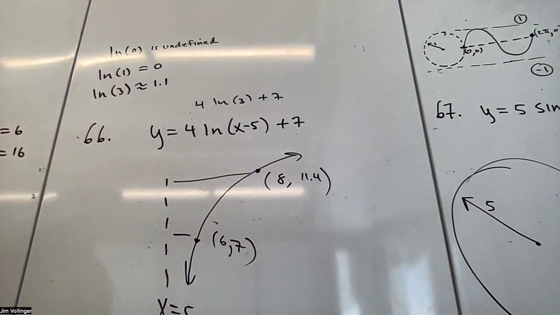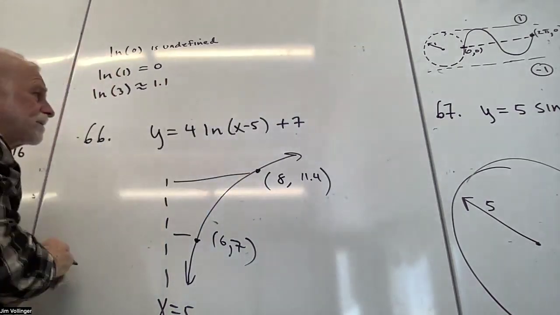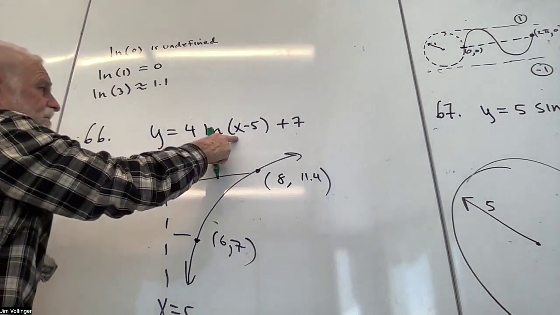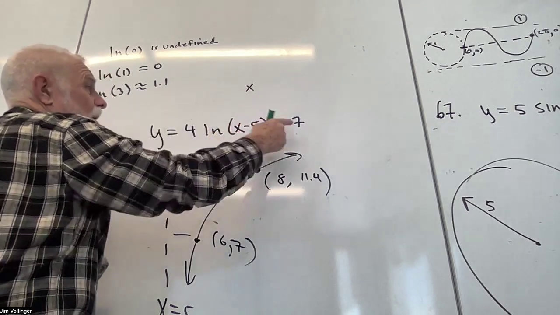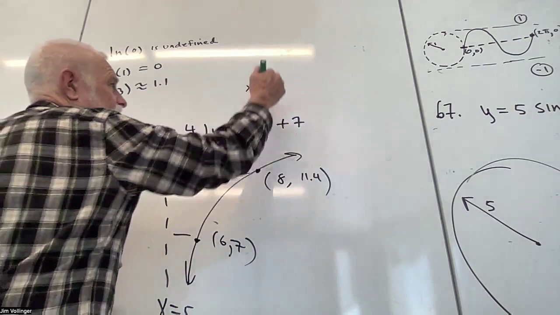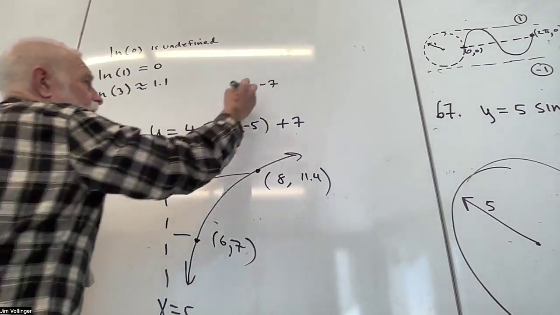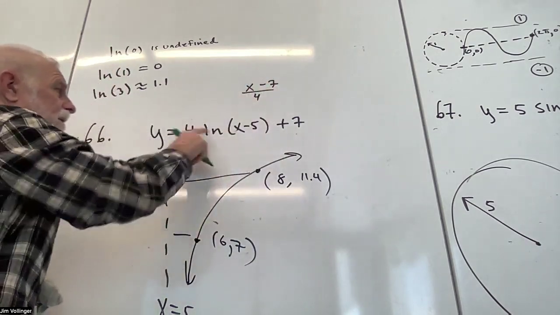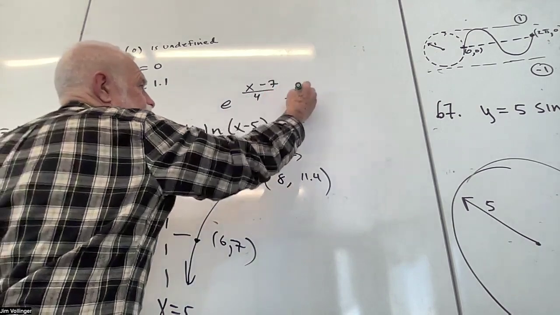Yep. Now, what would the inverse of this be? Might as well see the inverse. Switch your x's and your y's and solve for y. But over here, that's going to be an input. So put a number in, subtract 5, ln multiplied by 4, add 7. So I'm going to subtract 7. That's gone. Multiply by 4 becomes division by 4. The inverse of ln is e to the, and subtraction of 5 becomes addition of 5.